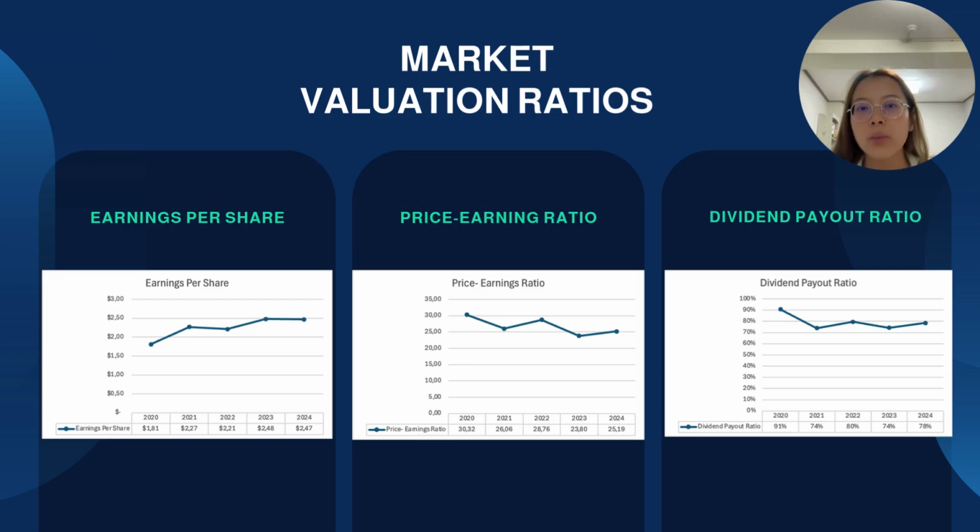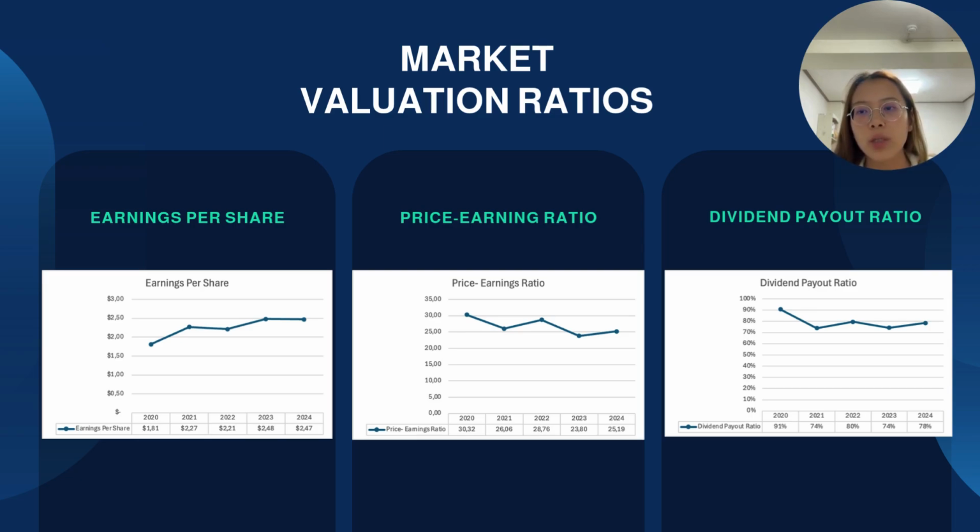Next, we are going to talk about the market valuation ratios. First, earnings per share. It reflects the portion of profit allocated to each share. The earnings per share has shown a generally upward trend from 2020 to 2024, rising from $1.81 to $2.47. The most significant growth occurred between 2020 and 2021. There was a slight dip in 2022, but it was followed by a strong rebound in 2023 to $2.48, with a minor decline to $2.47 in 2024. This consistent increase, despite small fluctuations, suggests improving profitability and value generation for shareholders.